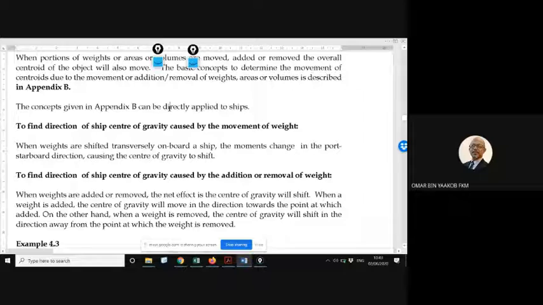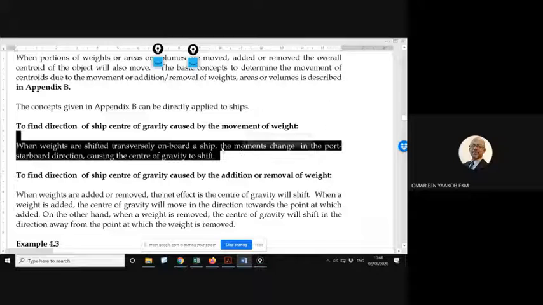So for the ship as well, it's the same thing. You want to find the shift of center of gravity, you can calculate using the same method. Yeah. Also, you can find the shift in the center of gravity because of adding or removal of weight by using the same method. So this is a tip on how to find the direction of the movement of change in the center of gravity. What we mean is, okay, it's a bit longer, this one.